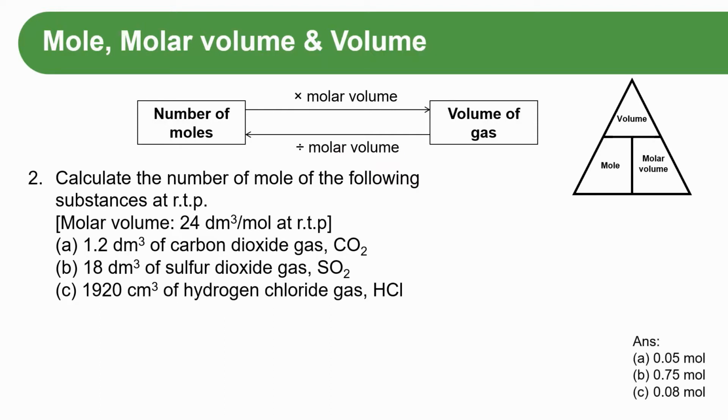Alright, please check your answer. Let's discuss C. 1 dm cubed is equivalent to 1000 cm cubed. So after conversion, it is 1.92 dm cubed, and dividing by 24, we get 0.08. And as a conclusion, the relationship between mole, molar volume and volume is: volume equals mole times molar volume. And that's all for today's lesson.